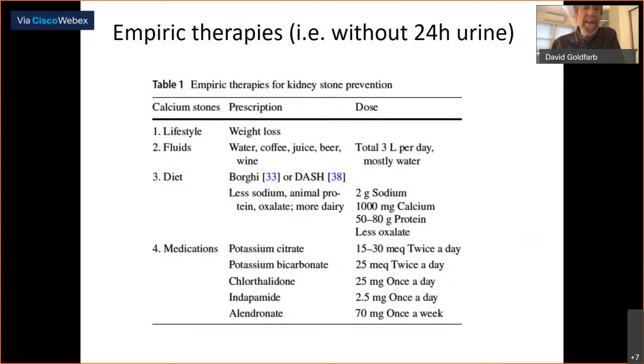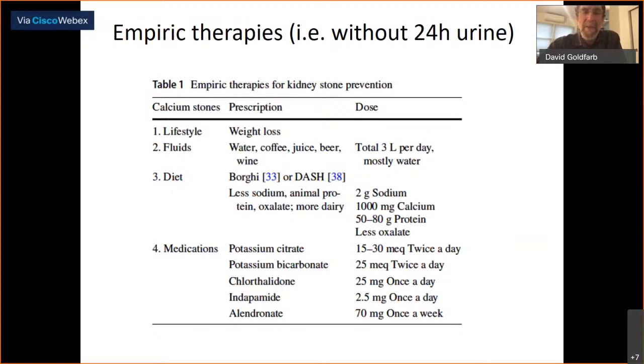The diet is something that we can modify, and this is certainly something that is worthwhile. As Fred Coe has pointed out, it's worthwhile for good health. It's good for cardiovascular health. It's good for vascular health. Less sodium, less animal protein, and more dairy, as the Borghi study showed. So looking at a diet like the Borghi diet, which is high in dairy, or the DASH diet, which is just a little bit less animal protein and more fruits and vegetables, these are diets that have been associated with kidney stone prevention.